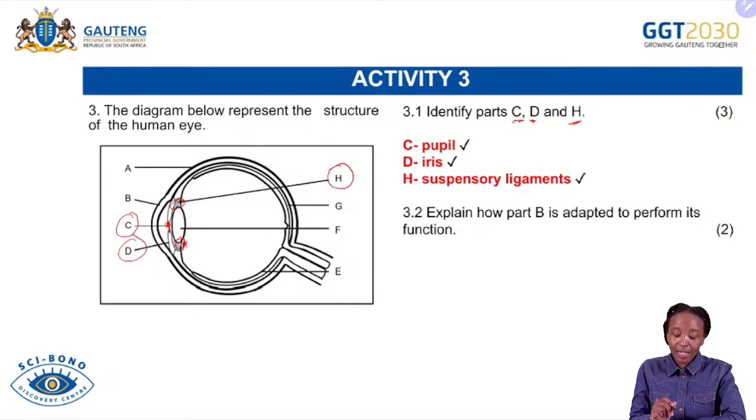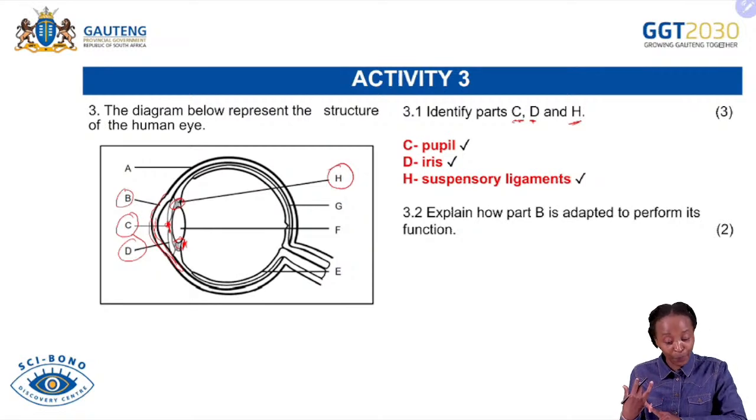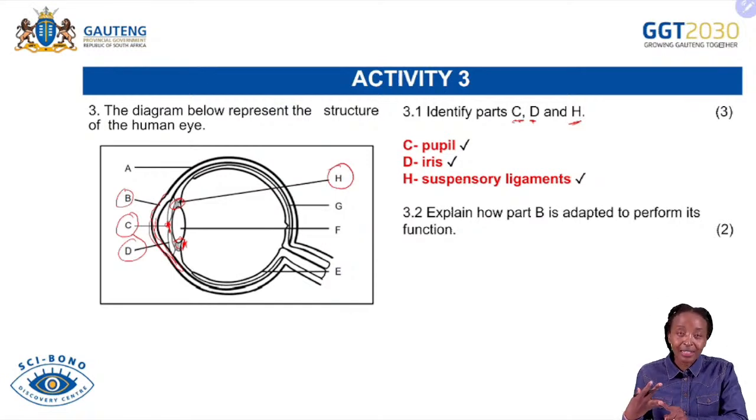Then the second part says, explain how part B is adapted to perform its function. So where is part B in the diagram? There is part B. Part B is pointing at this transparent part of the eye that is in front, and we said that is the cornea, the continuation of the sclera, which is called the cornea. It is transparent, number 1, so meaning it allows light to pass through. So that's how it is adapted. 2, it is curved. So being curved, what does it do? It refracts the light rays so that a clear vision is formed.